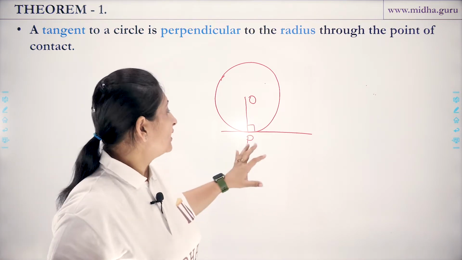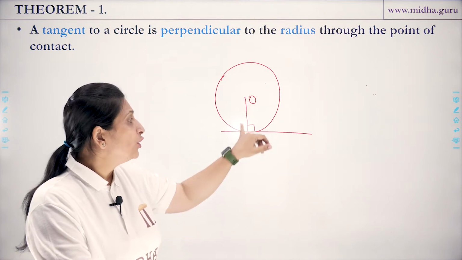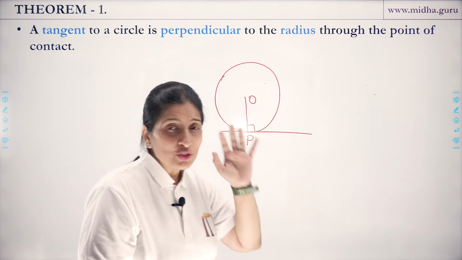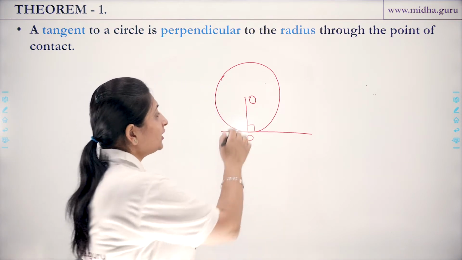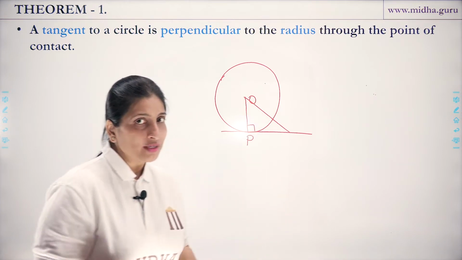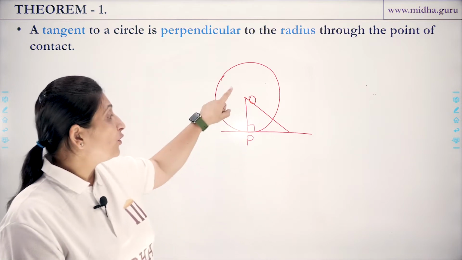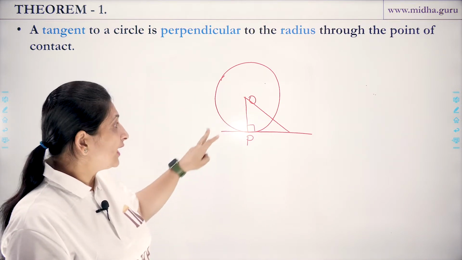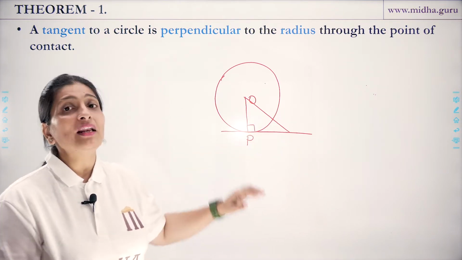We know that of all the line segments drawn from a point to a line, the shortest is the perpendicular to it. So if we prove that OP is the shortest of all the line segments drawn to this line, that means this angle will be 90 degrees.